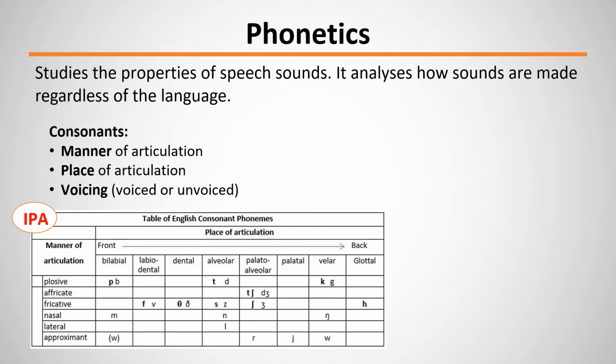Like in the sound P or B, they are produced in the front of your vocal tract, and they have a plosive sound because you release some air when you produce them. And then we have sounds like K or G that are produced in the back of the vocal tract, like the H sound, which is present in words like hotel.